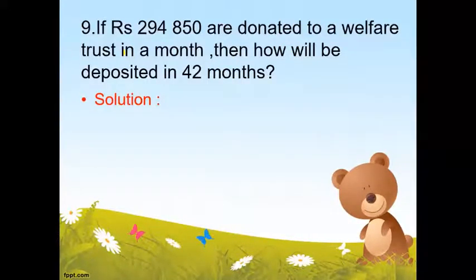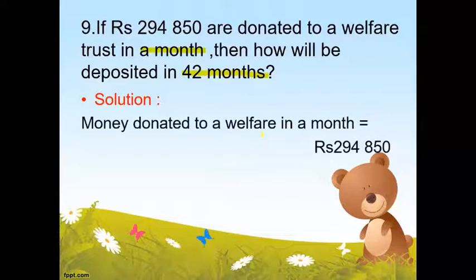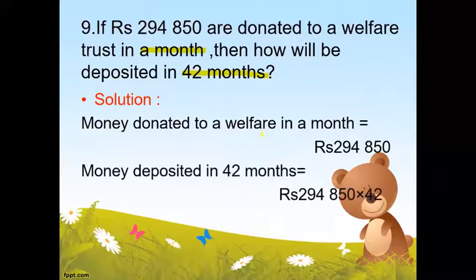We know about 1 month, that how much we can donate in a month. And we want to calculate about 42 months. So again, we will do the multiplication here. Money donated to a welfare trust in a month and then money deposited in 42 months will be definitely greater than that, and we will multiply it and get the answer.